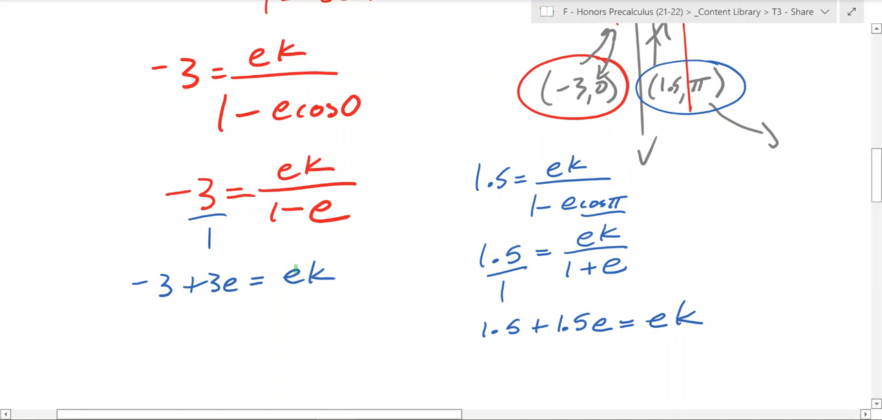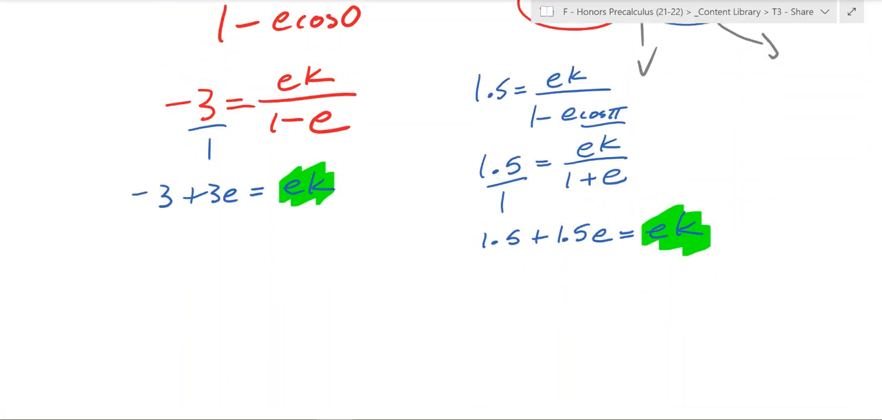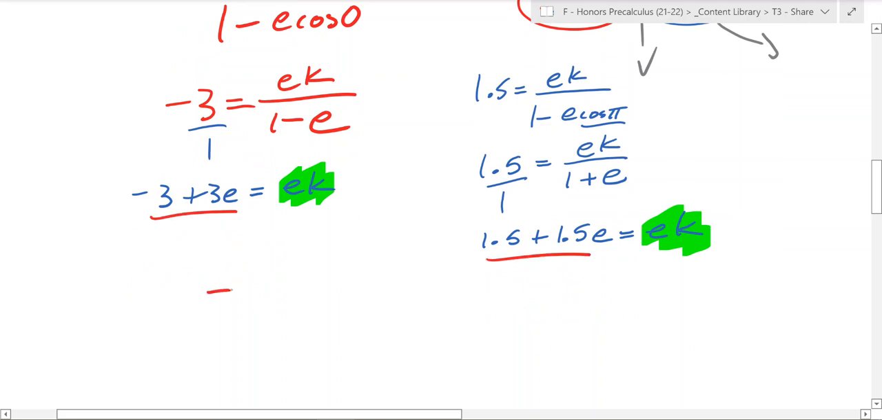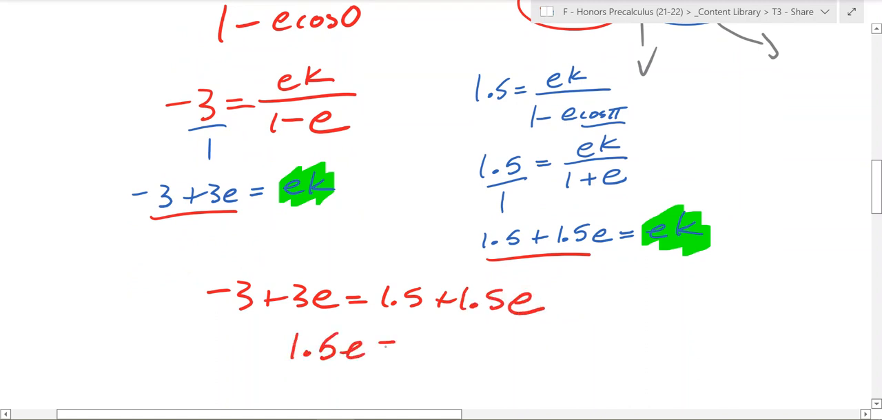Well, you'll notice that we have ek here and ek right here. So what that means is we can take these two things right here. We have negative 3 plus 3e is equal to 1.5 plus 1.5e. We can collect like terms, and we have 1.5e is equal to 4.5. So e in this case is equal to 3. It's always a good sign when you get that.